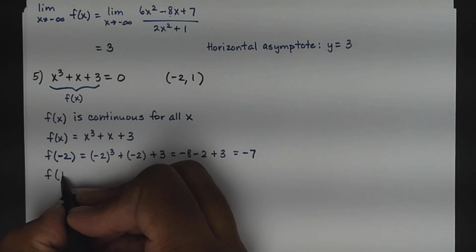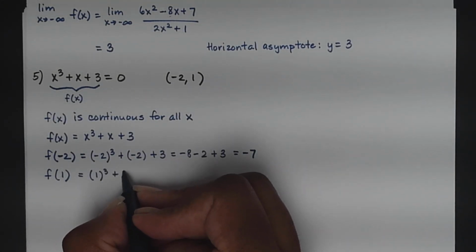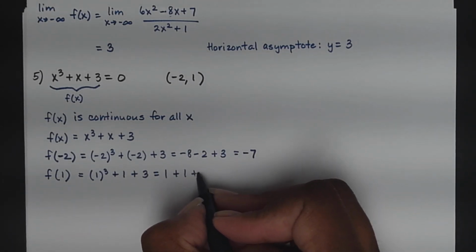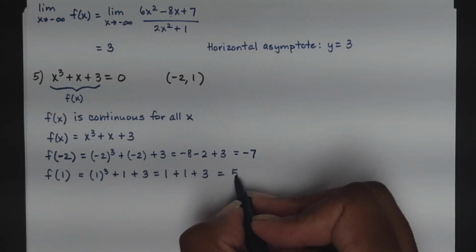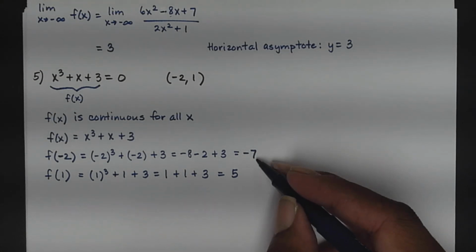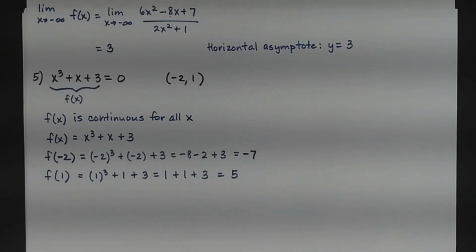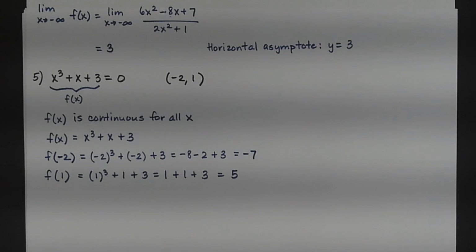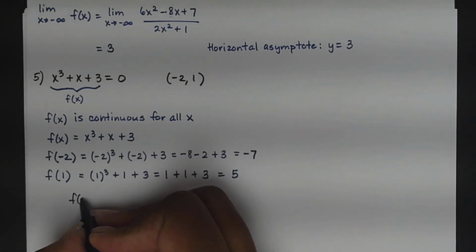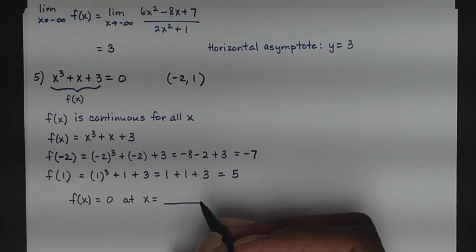Now for f of 1, my other endpoint. This will be 1 cubed plus 1 plus 3. Well, 1 cubed is 1, plus 1 plus 3, which gives you 5. Notice that there's a change in sign. At negative 2, I came up with a negative value, but at positive 1, I came up with a positive value. So that tells me that there is a 0 between the interval of negative 2 to 1. So I know that my f of x would be equal to 0 at x equal to what value?